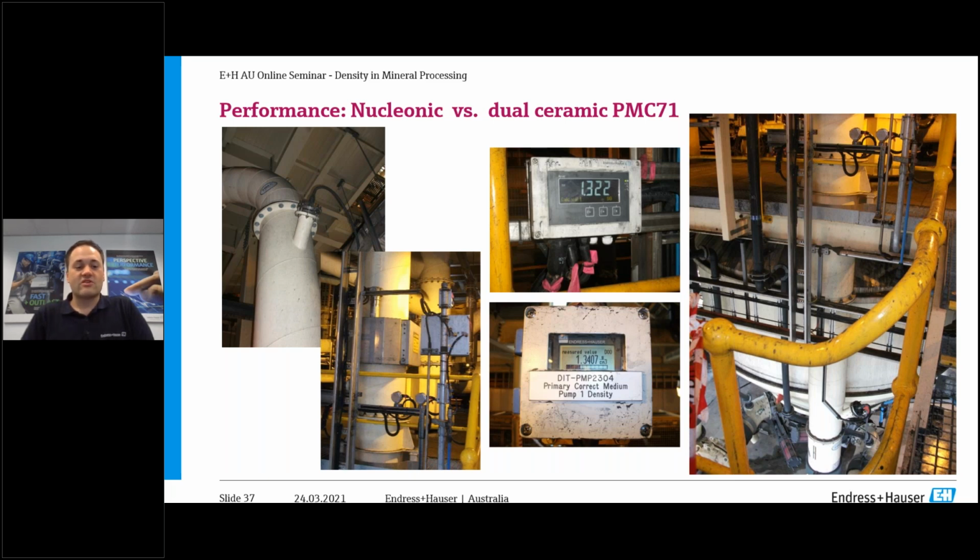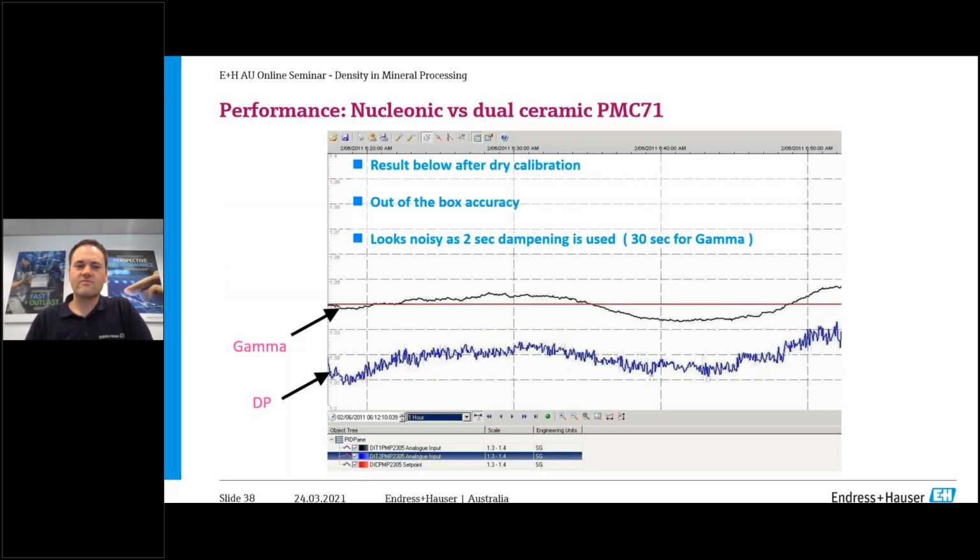So differential pressure can be quite accurate, depending on ensuring that it is set up correctly, and it is also a ceramic membrane diaphragm. In terms of what that was out of the box, the dual ceramic PMC 71, just straight out of the box, is that bottom blue line. Only 2-second dampening was used, which is why the line is much more jagged, but this was straight out of the box, straight after dry calibration.